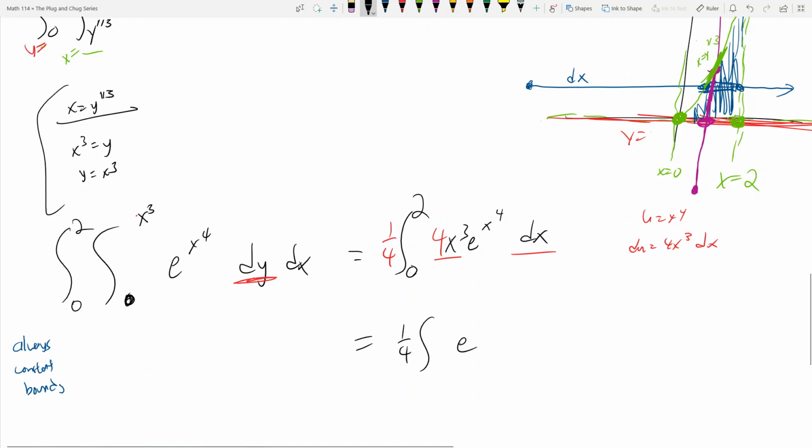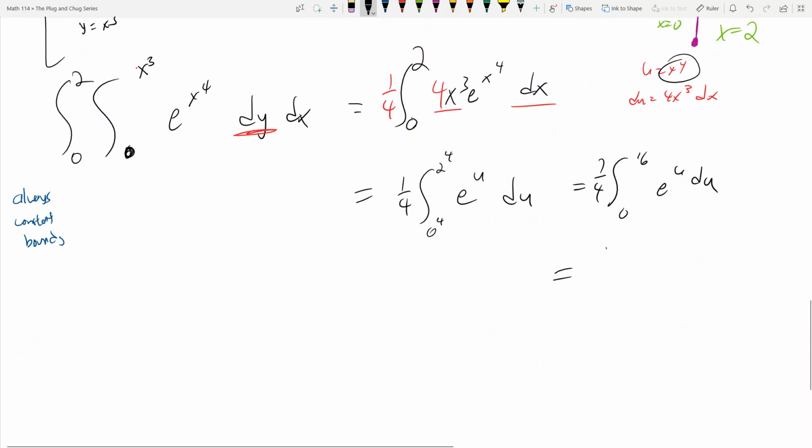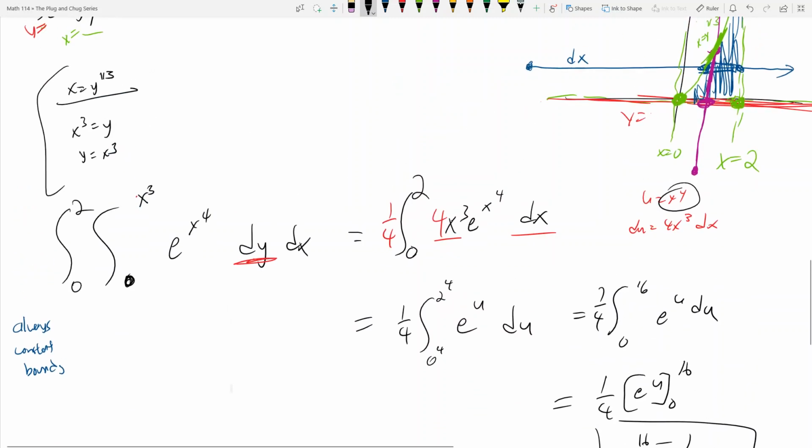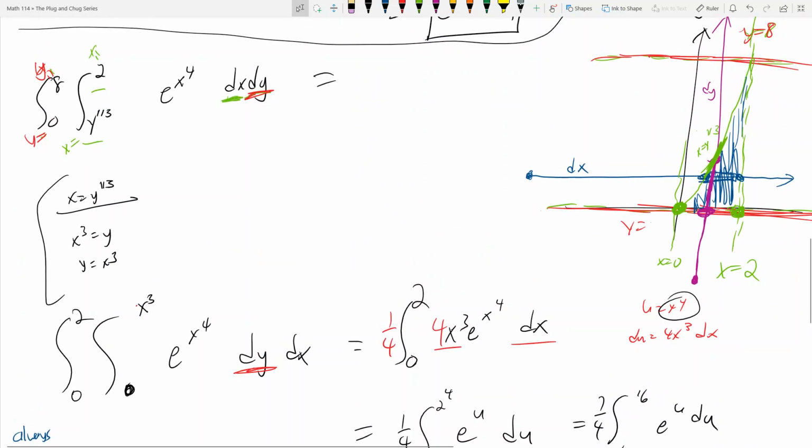So I get 1/4 times the integral of e to the u du, and the bounds go from 0 to the 4th, because I have to plug them in, and this becomes 2 to the 4th. So it's 1/4 the integral from 0 to 16 of e to the u du, which equals 1/4 e to the u evaluated from 0 to 16. So e to the 16 minus 1 over 4 will be the answer to this integral. Again, this is how you switch the limits of an integral when you have a function inside.